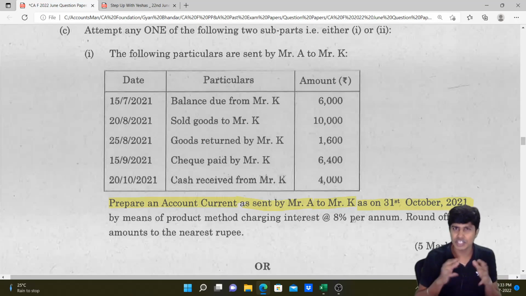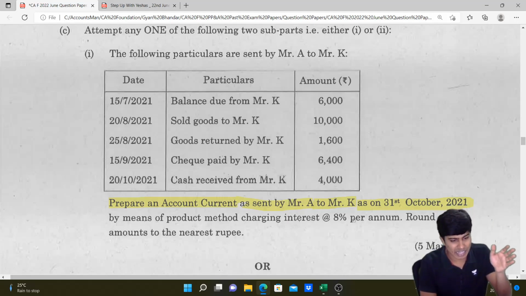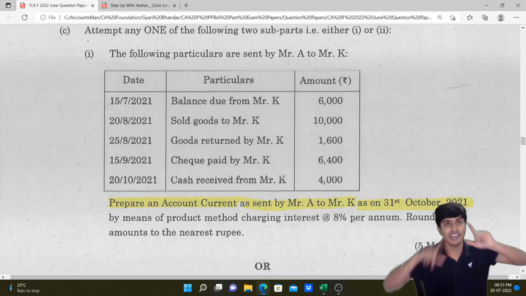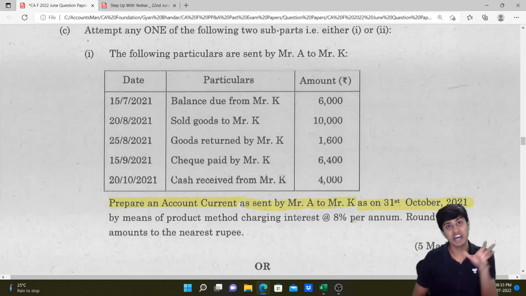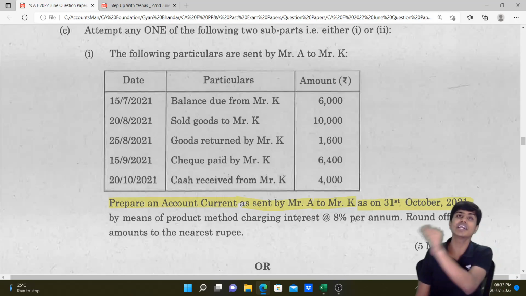In the books of Mr. K. Mr. A, sorry, in the books of Mr. A. Mr. K in account current with A. Karan, Arjun. Yeah, in the books of Arjun, Karan in account current with Arjun.